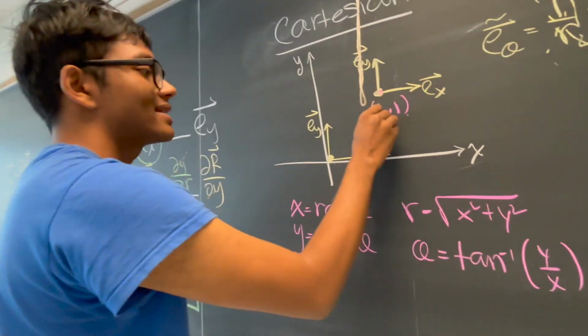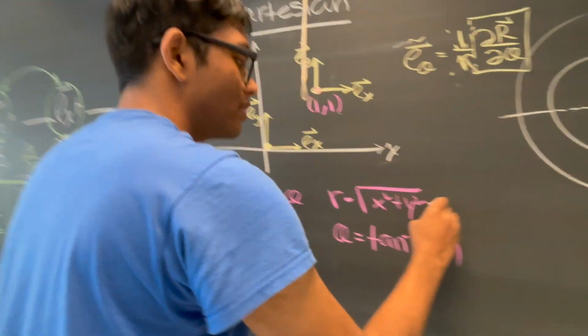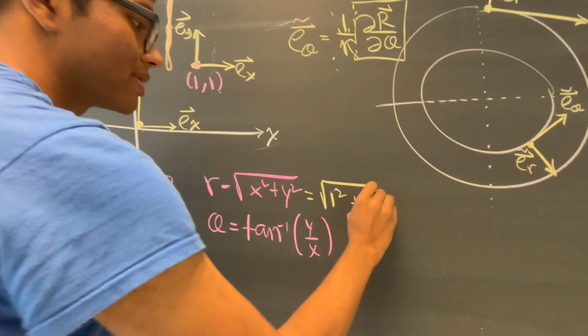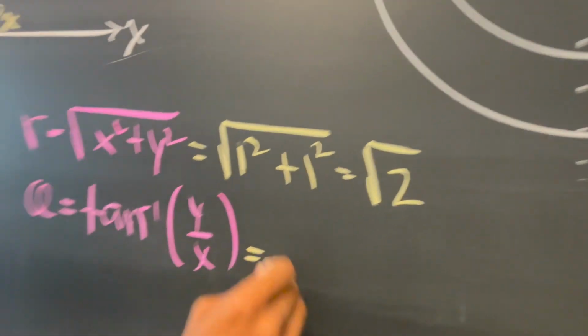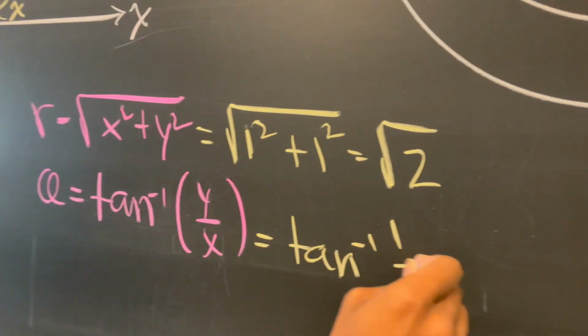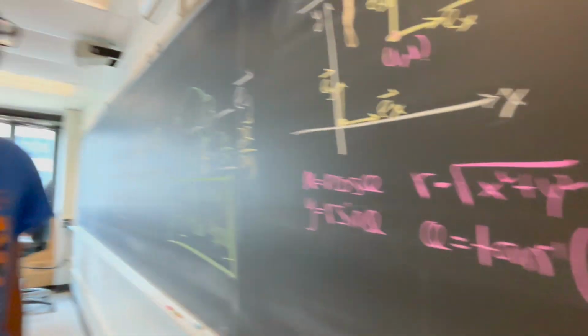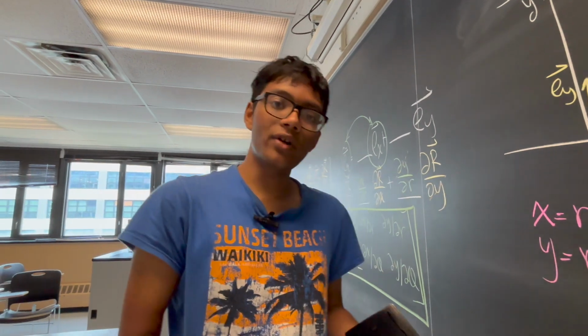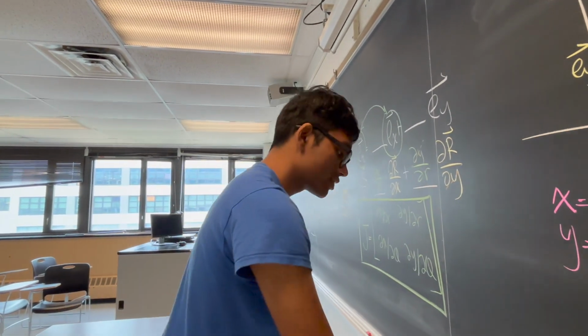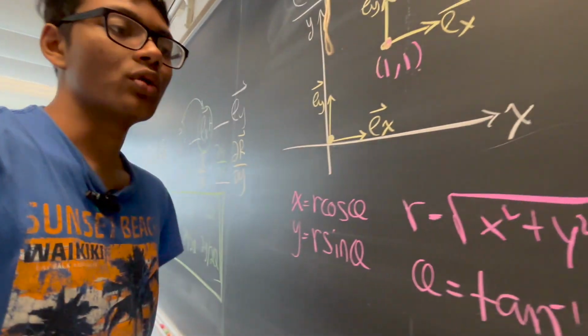So if x is 1 and y is 1, then I know that r is the square root of 1 squared plus 1 squared, which is square root of 2, and theta is arctan of 1 over 1, which is pi over 4. Bada bing, bada boom, I now have my point converted from Cartesian to polar coordinates. So let's write 1, 1 in polar coordinates.